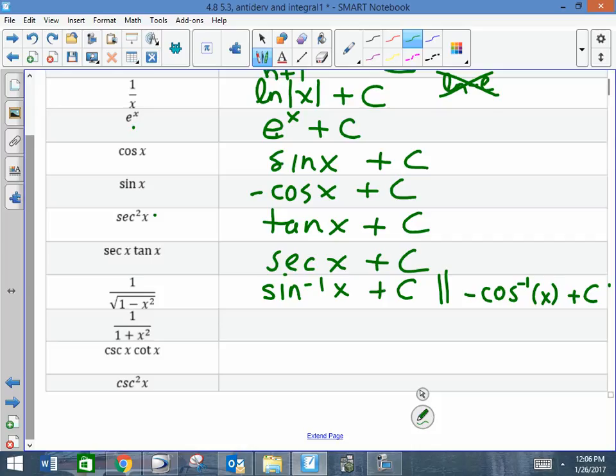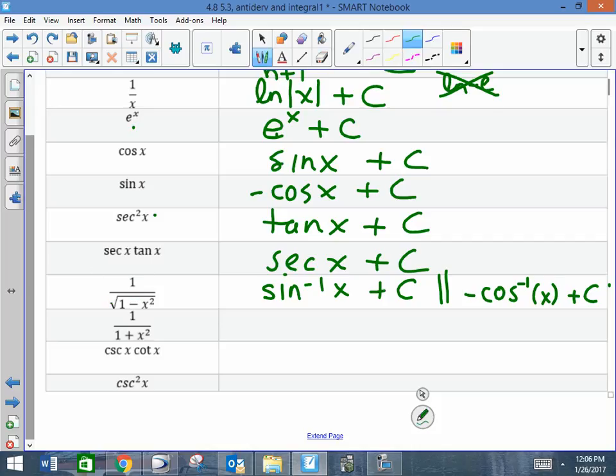All right? Does anybody need to hear that again? Remember, just double check yourself. The derivative of that is that. The derivative of that is a negative that, so I got to put my negative on my antiderivative because I can't switch my derivative. It is what it is.